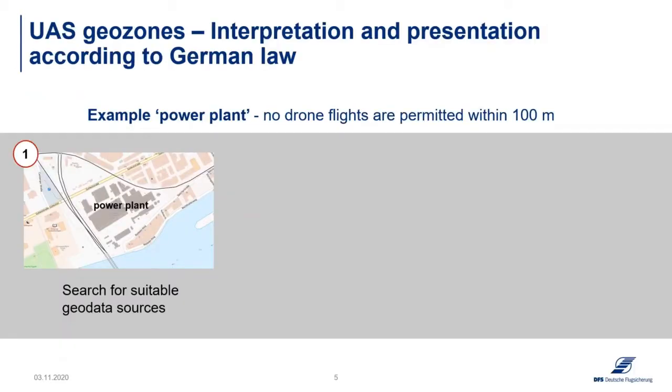So how are geozones modeled and what does this have to do with geodata? Here is a small example from Germany. According to our legislation, it is, for example, forbidden to fly in the direct vicinity of power plants. And figure 1 shows the area of a power plant in Frankfurt, here in gray. And first of all, we need suitable geodata that represent this area in the best possible way, e.g. official geodata of the property management, for example.